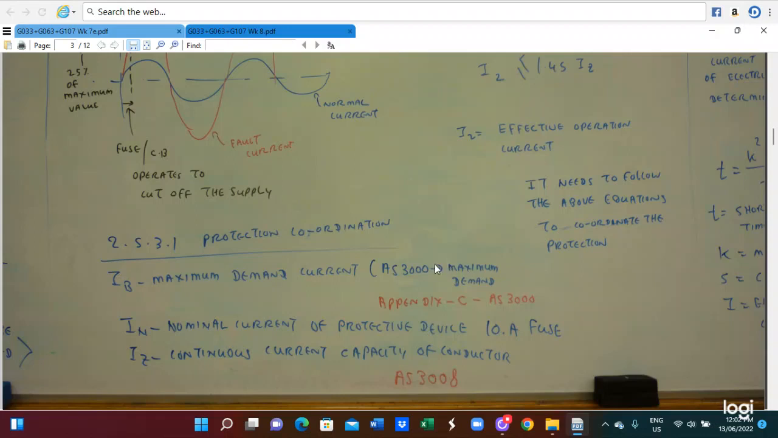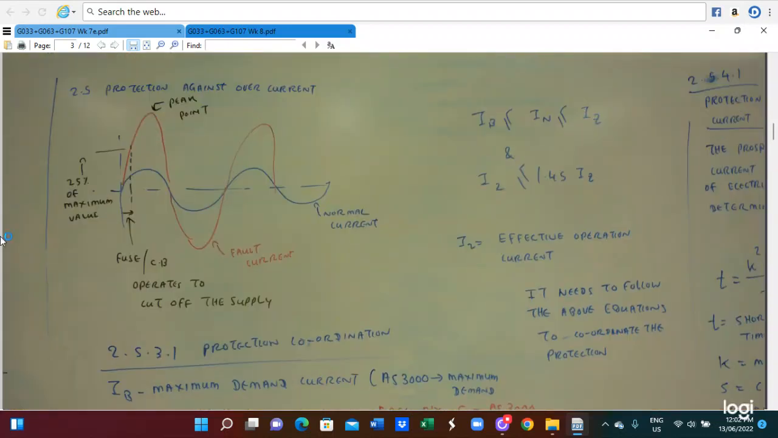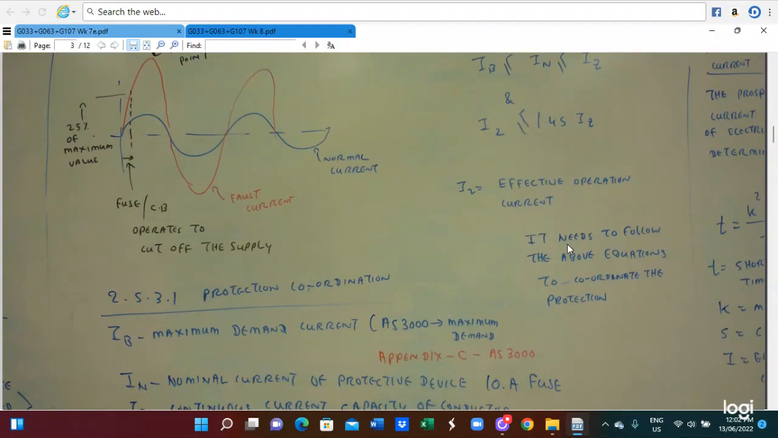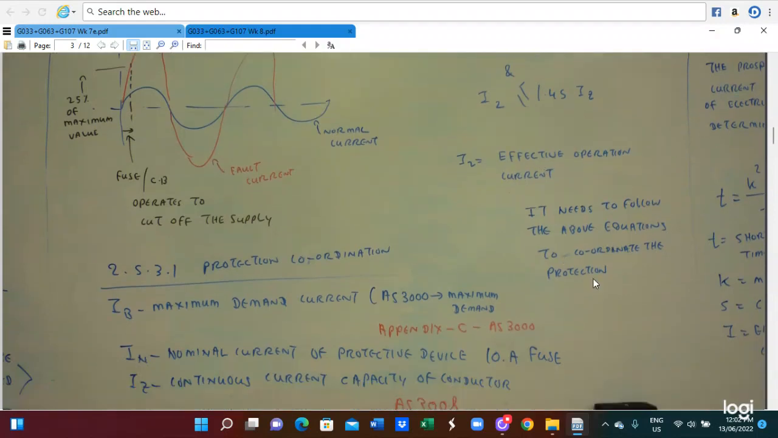So across the AS3000, we use Appendix C1. IA is the nominal current of the protected device, 10 ampere to utilize. IZ is the continuous current capacity of the conductor. So the protection consideration is IB less than IN less than IZ. Also I2 is less than or equal to 1.45 times IZ. I2 is the effective operation current. So we need to follow the above equation to coordinate the protection.